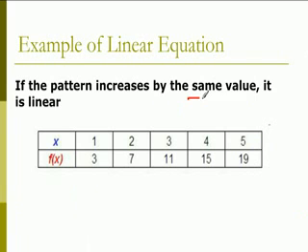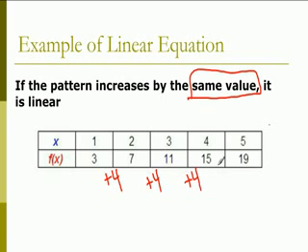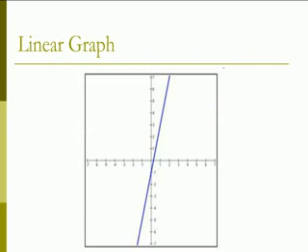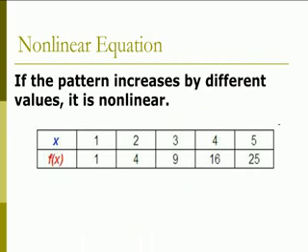So here's an example of a linear function. If the pattern increases by the same value, like I said before, it is linear. So in this case, how do you get from 3 to 7? Well, you add 4. How do you get from 7 to 11? You add 4. 11 to 15, add 4. 15 to 19, add 4. So with each jump here, we are adding 4. So it's the same value, so it's linear. This is what that graph would look like, a straight line.